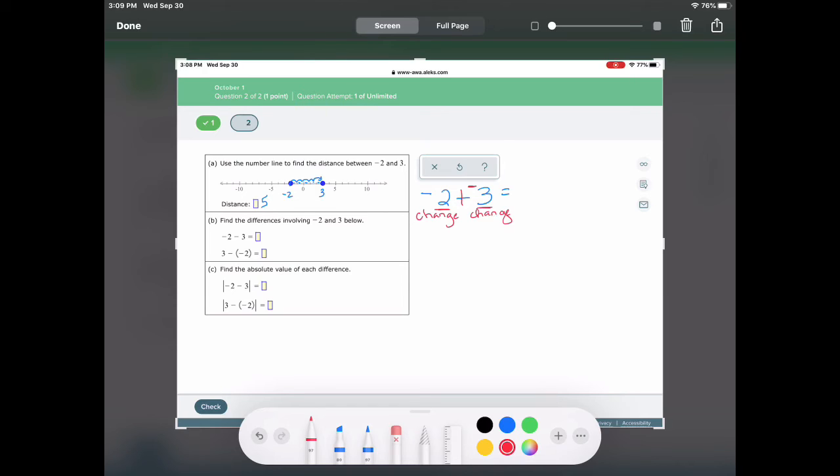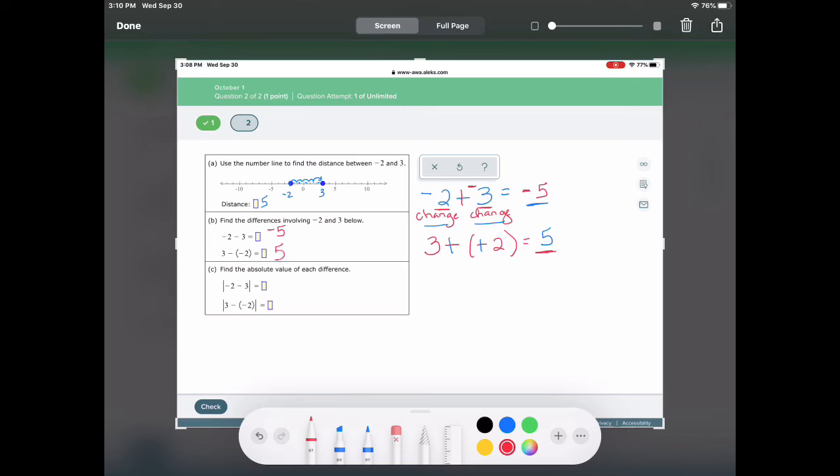And I am going to add those together and get -5. All right. Then here I have 3 minus a -2. So I'm going to do the same thing. I'm going to add the opposite. So I change, add the opposite, and 3 plus 2 is 5. And notice one of my answers was -5, and one of my answers was +5.